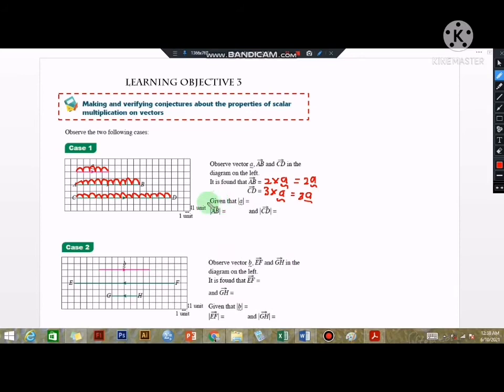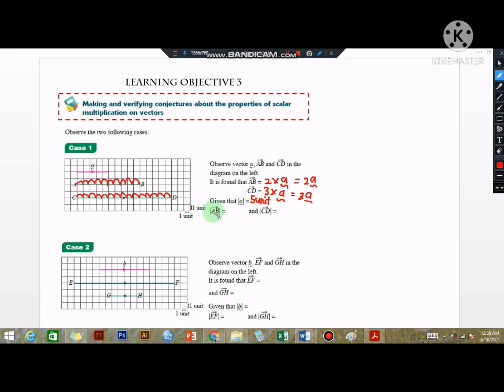Now let's look at this one. The question asks you to find the magnitude. Magnitude of vector A. As you can see here, the magnitude of vector A is 1, 2, 3, 4, 5. So 5 unit. This one is 5 unit.